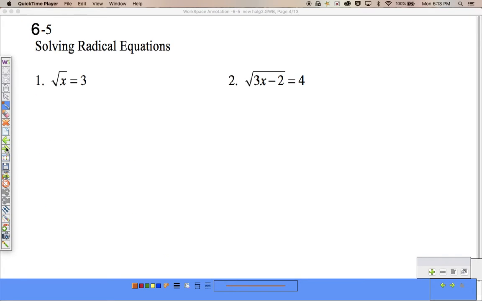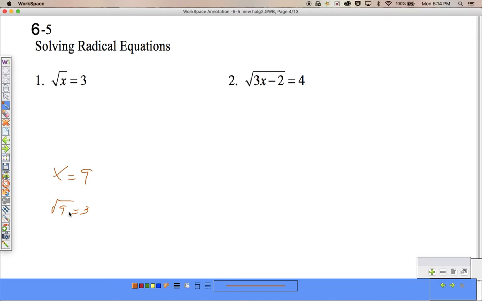All right, we're going to solve radical equations. We're going to use a lot of our basic rules for equations to solve, except we're going to have radicals in there. Starting with number one, square root of x equals 3. If we use a little bit of thought on this one, I hope we can decide that our answer down here is going to be x equals 9, because we know the square root of 9 equals 3.